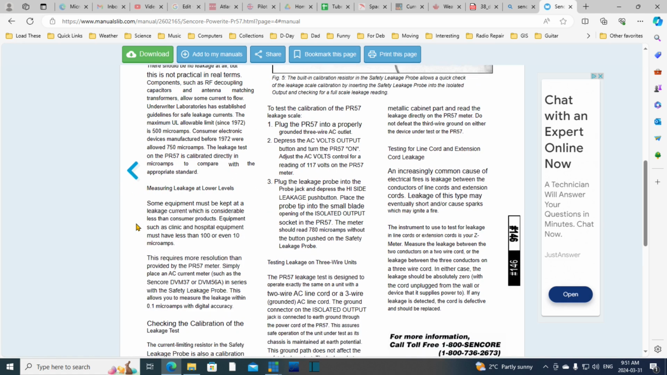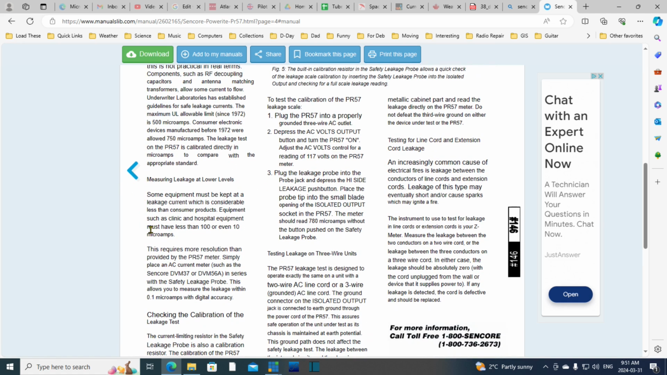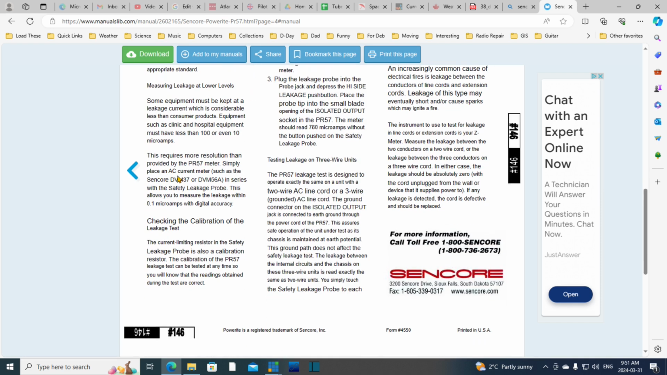Okay, very good. Measuring the leakage at lower levels. Some equipment must be kept at a leakage current which is considerably less than consumer products. Equipment such as clinical hospital equipment requires more resolution than provided by that meter. Simply place an AC meter, and so on.